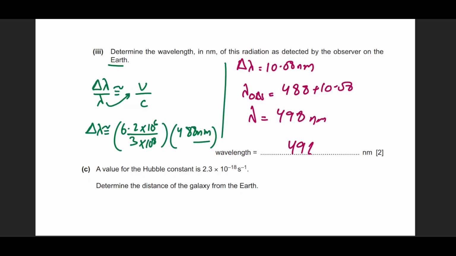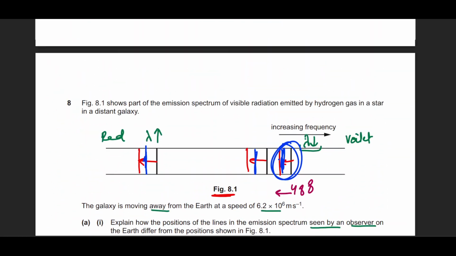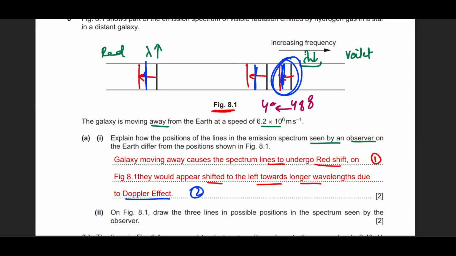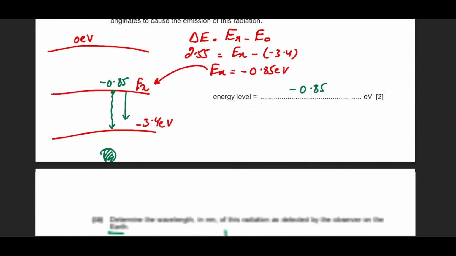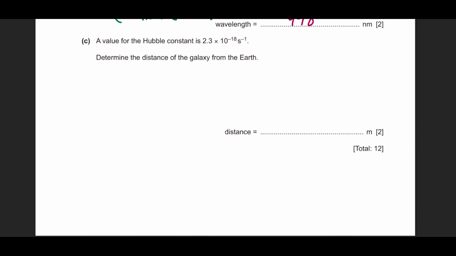So this will be 498. On the Earth, you will observe 498. But if you get closer to the galaxy, if you can catch up to the galaxy and see what that wavelength actually is, that would have been 488. That is what Doppler actually taught us. So then he says Hubble's constant.